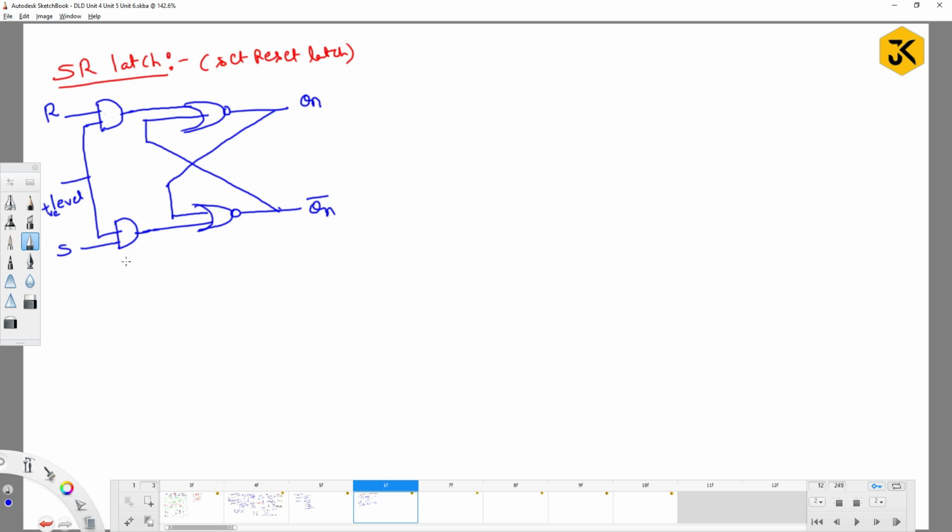As I am trying to control this entire circuit with the help of this signal, I can call this a synchronous SR latch, meaning that my entire control circuit's working will depend on one particular point. What is that point? This one. I can call it a synchronous SR latch. For example, I am going to draw it in another way.